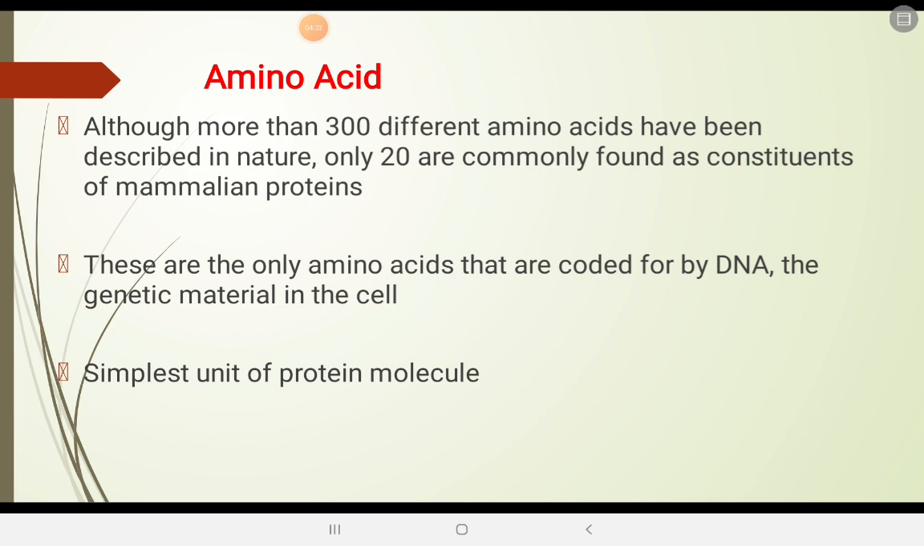Protein is actually a polymer of amino acid. More than 300 different amino acids have been described in nature. Only 20 are commonly found as constituents of mammalian protein. These 20 amino acids are the only amino acids that are coded by DNA. So amino acid is otherwise defined as the simplest unit of protein molecule.